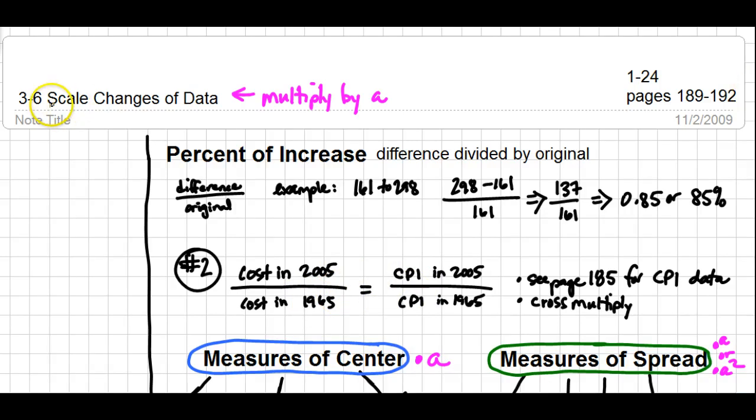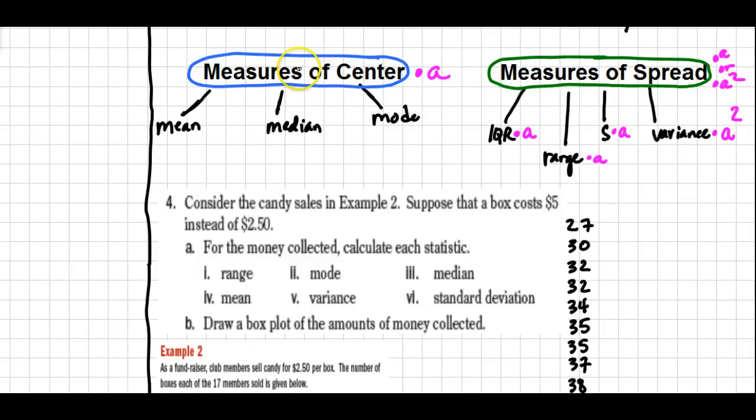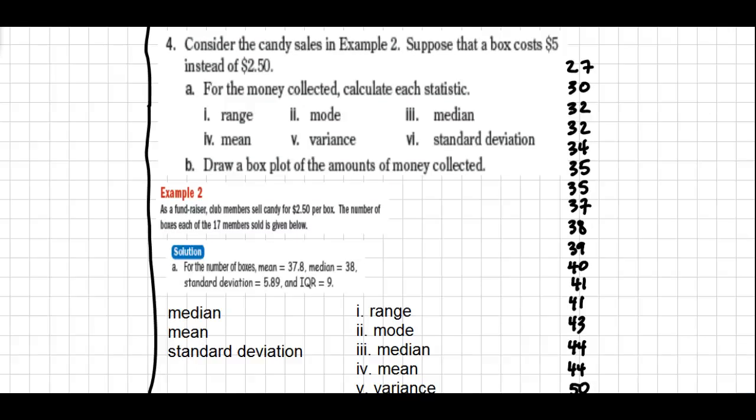So our focus today is on scale changes of data. When you scale change data, you'll multiply by a number. The measures of center and spread are both affected by that scaling. Whatever number you're multiplying the data by, you should multiply the mean, the median, and the mode by as well. Same thing for the measures of spread. All of those get scaled by the same piece of data, except for the variance, which gets multiplied by A squared. To illustrate this, we're going to look at question number 4 in the textbook.